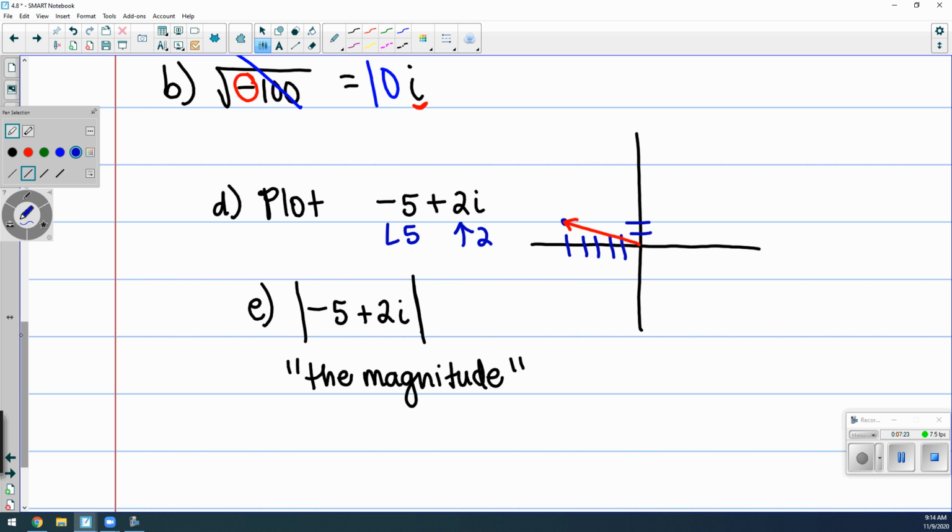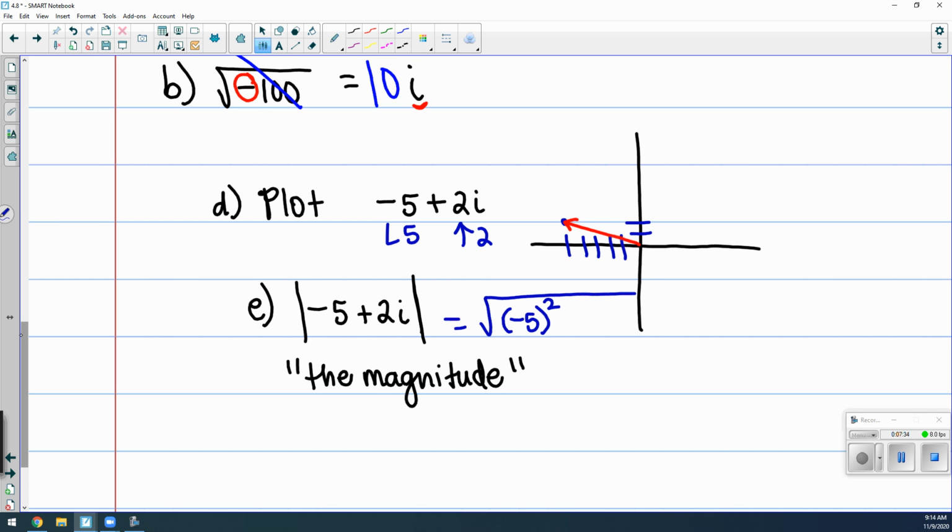Don't worry about that. Just know that the absolute value bars mean we're going to take the square root of each component. So the horizontal component or the a component, which is negative 5, and then square it, plus the vertical component or the bi component, which is 2 squared. Don't worry about the i. And then we end up with, what would that be? The square root of 25 plus 4, which is the square root of 29. So the magnitude of this segment from the origin to that point, negative 5 plus 2i, is the square root of 29.